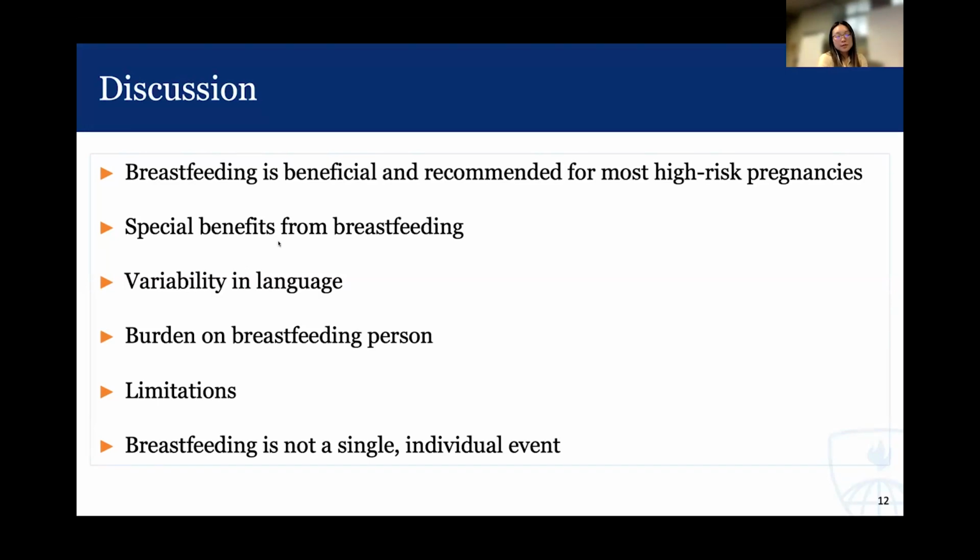Limitations of the scoping review are that some of the most common high-risk conditions were not included, like obesity, infection, and multiparity, and there was also no discussion of the difference between breast milk and expressed breast milk. Barriers that prevent people with high-risk pregnancies from breastfeeding exist, and further research needs to be conducted in order to provide specialized breastfeeding support and education. It's also important to acknowledge that breastfeeding is not a single event, and the health status of the pregnant person can change, impacting their ability and their decision to breastfeed.